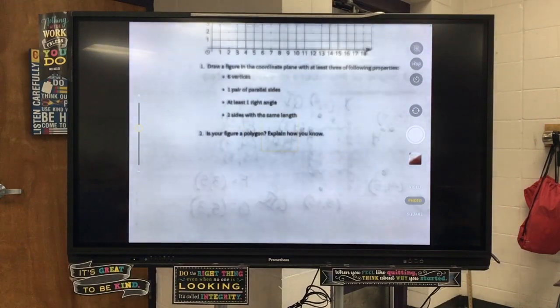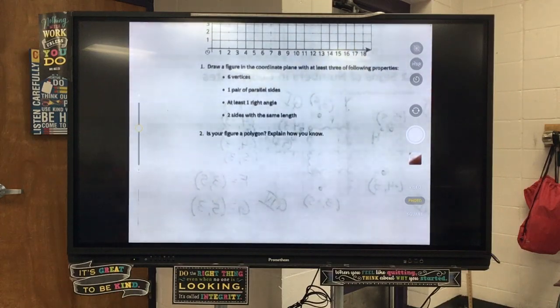Were any of those polygons? I don't know. I forgot. Don't tell me I don't know. I don't think they all work. Okay, so irregular? Thank you. Shapes, are they polygons or they're not polygons?